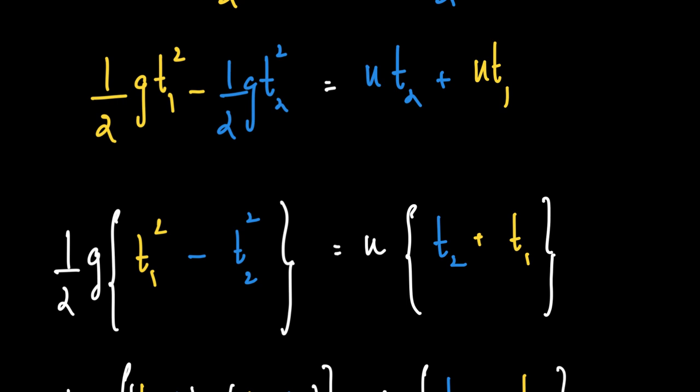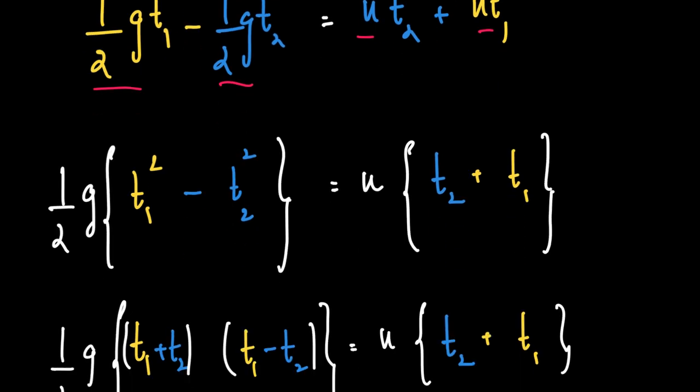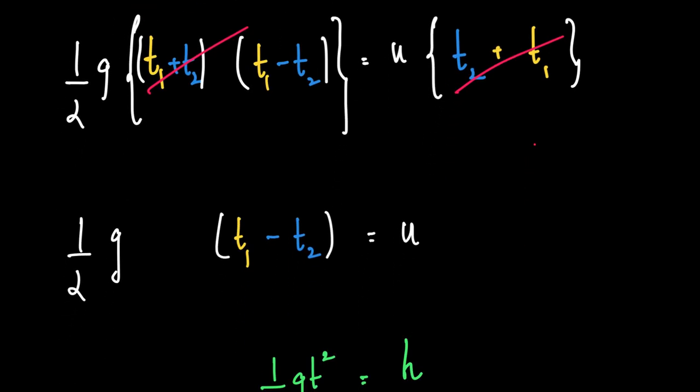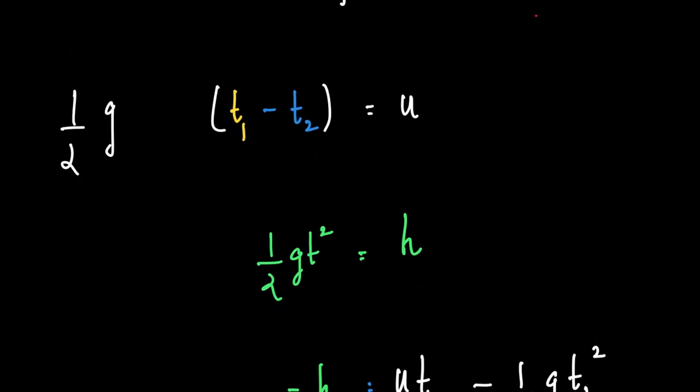We have half g common in these two terms and u common in these two terms, so that becomes half g into t1 square minus t2 square is equal to u into t2 plus t1, right? a square minus b square is a plus b into a minus b. Therefore, t1 plus t2 and t2 plus t1 cancel out. So what we get is half g into t1 minus t2 is equal to u, or u is equal to g into t1 minus t2 by 2.